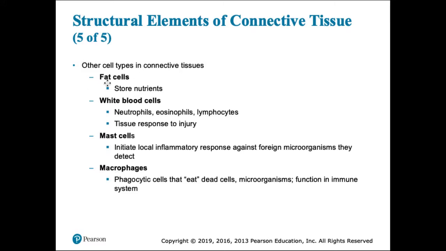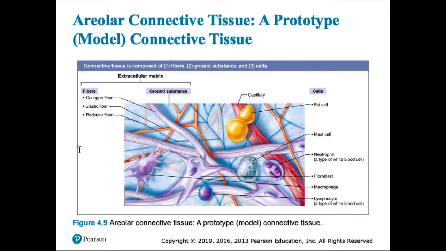So other cell types that you're going to find in connective tissues that we haven't mentioned much of: fat cells, which are going to store nutrients; white blood cells, things like neutrophils, eosinophils, lymphocytes, which are the tissue's response to injury; mast cells, which initiate inflammatory response; and macrophages, which basically are phagocytic cells that eat dead cells and microorganisms that shouldn't be there. Basically, they function in the immune system.